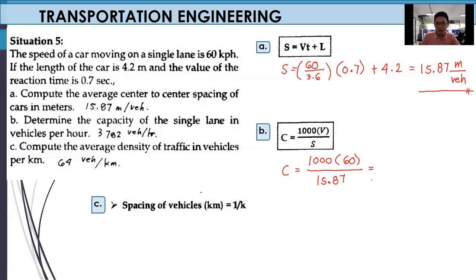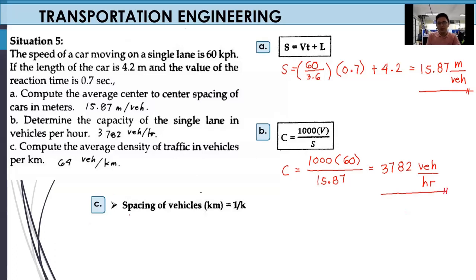Okay, so therefore, just use your calculator. The answer is equivalent to 1,000 times 60 divided by 15.87. That is 3,782. That is vehicle per hour. Ayan. So, rate lang natin. Vehicle per hour. Final answer.